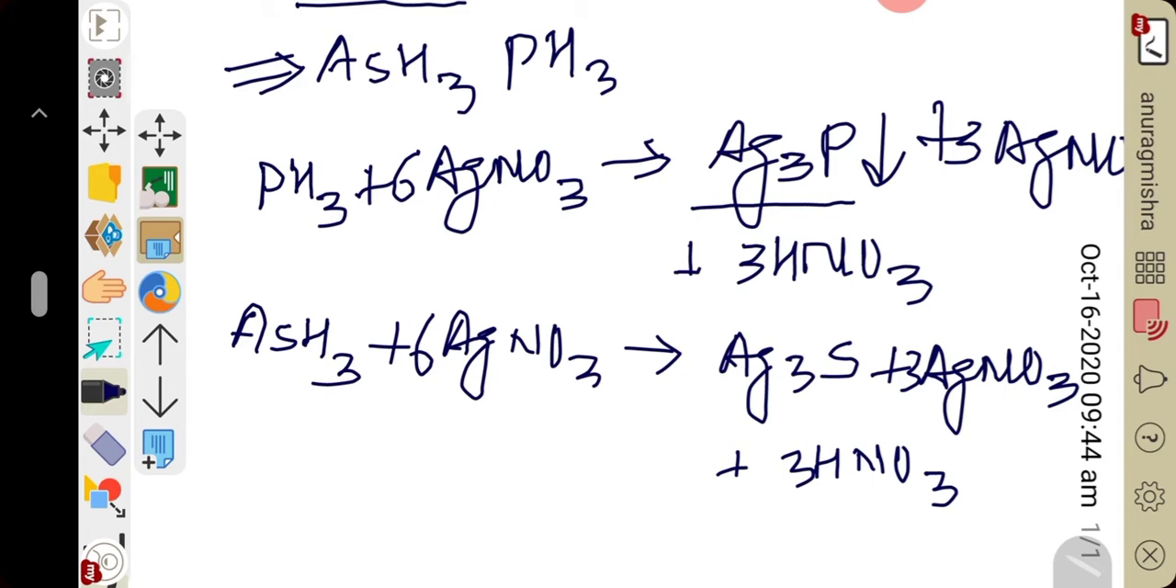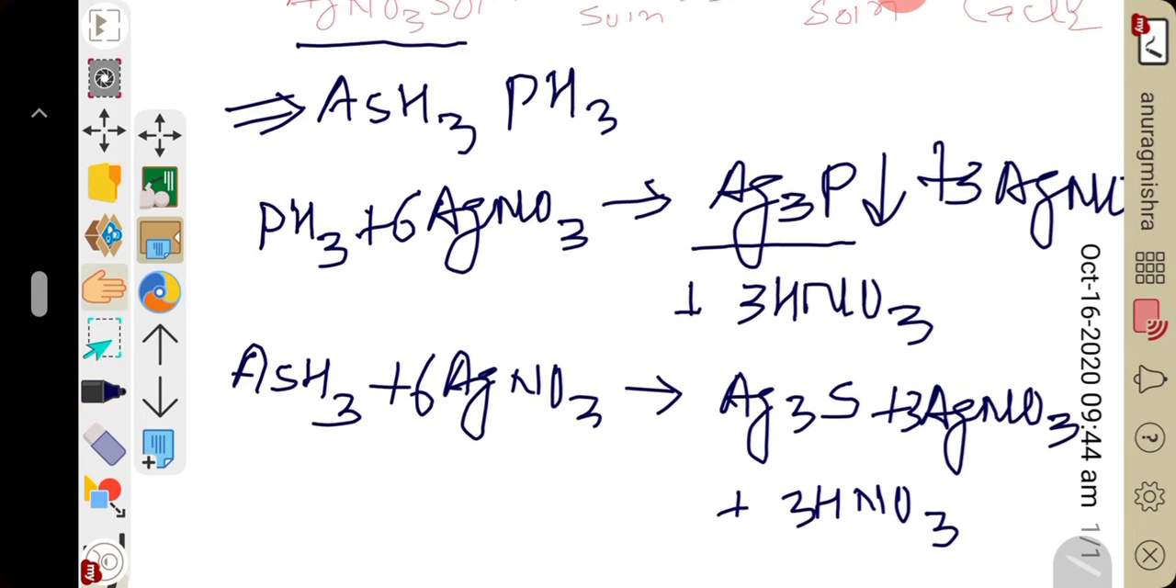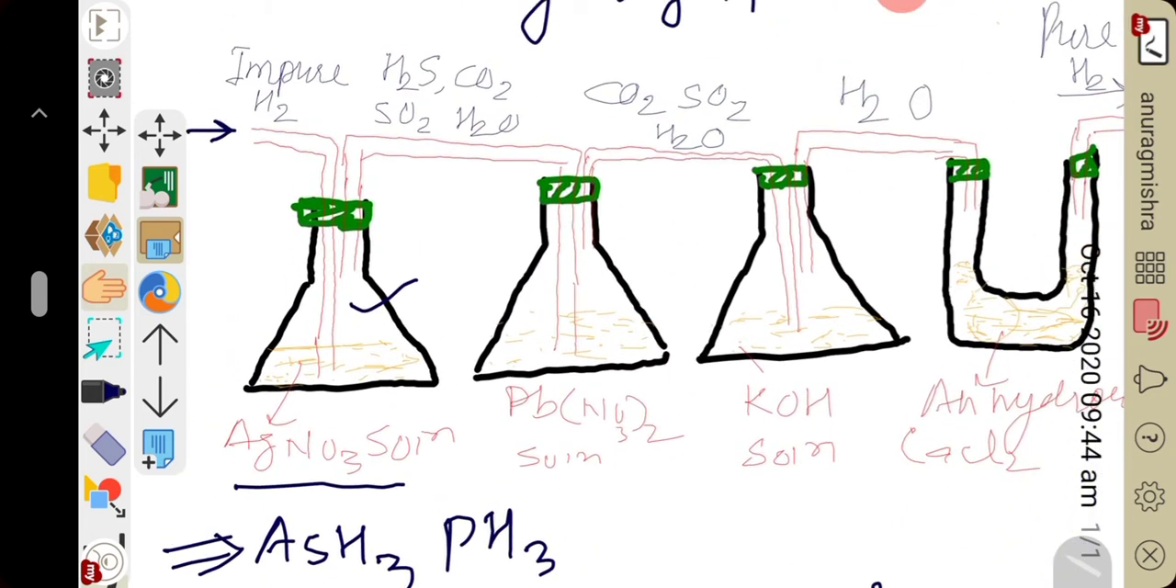Okay, again we will go to the diagram I have drawn on the board. Here you can see the first conical flask is containing a solution of silver nitrate. The hydrogen gas we got through the laboratory method of preparation, we pass through this solution of silver nitrate. So phosphine and arsine impurities undergo reaction with silver nitrate to form the respective products I have shown in the reaction. In this way, the impurity of arsine and phosphine is removed.